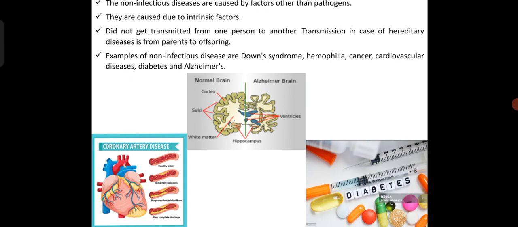Now second is diabetes. In diabetes, the patient needs injection of insulin. And last is Alzheimer's disease. Alzheimer's disease means brain degeneration. As our age increases, Alzheimer's disease is found in old people.